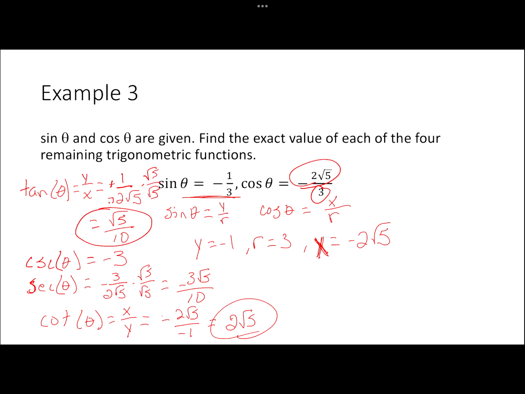So you're going to be given different situations today on your worksheet like this, where you're going to have to figure out the missing trig functions from what we have. Let me know if you have any questions.